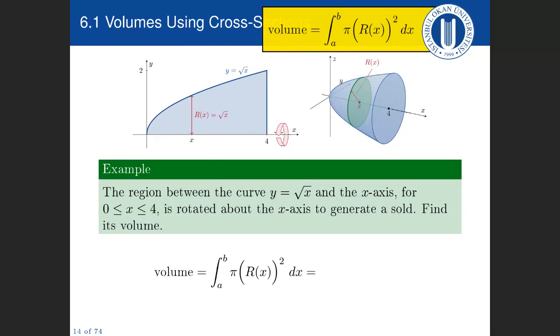What are the limits of integration? The smallest value of x is 0, and the biggest value of x is 4. So we want to integrate from 0 to 4, pi multiplied by root x squared. And I'll leave it for you to check that this means the volume of this three-dimensional object is 8 pi.